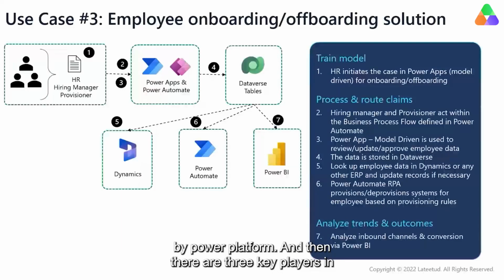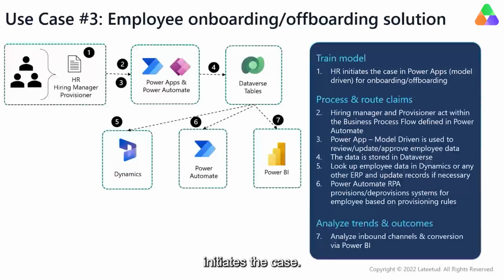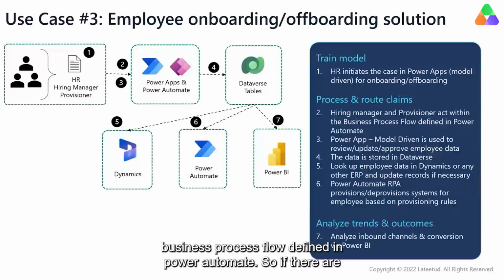And then there are three key players in the entire workflow. There is the HR manager, the hiring manager, and the provisioner, typically someone in IT who is provisioning the systems for this new hire. So the HR initiates the case, and the hiring manager and provisioner act within the business process flow defined in Power Automate. So if there are changes to be made, if there are updates to be made, or if things have to be approved, all can be done within a case management workflow system.